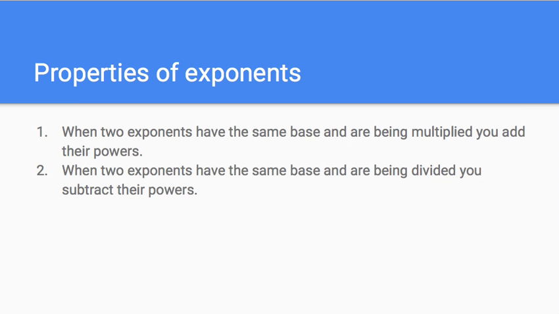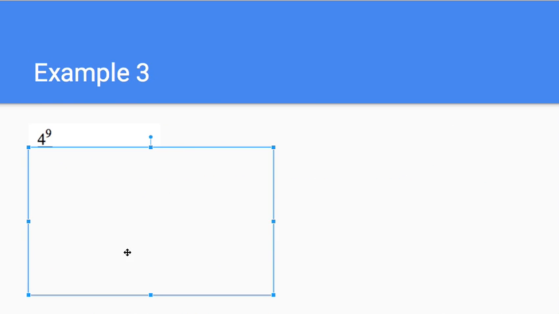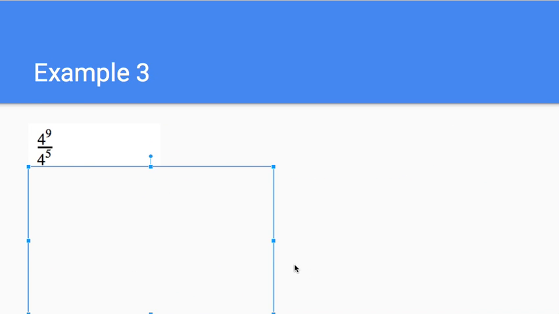Now, the second property that we're looking at is if two exponents have the same base and they're being divided. What you do is you subtract their powers. And again, I'm going to show you why. So I worked it out. So let's say we've got 4 to the 9th divided by 4 to the 5th.